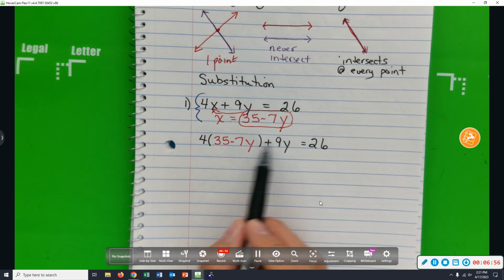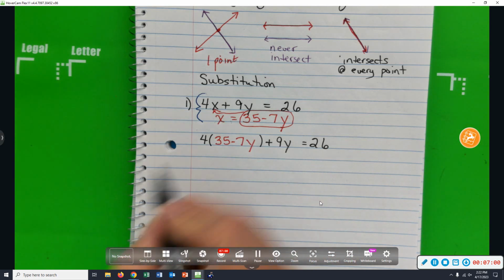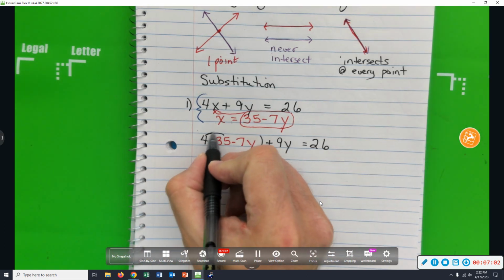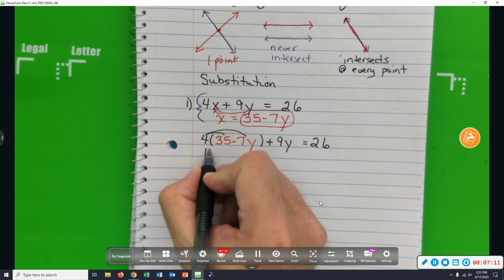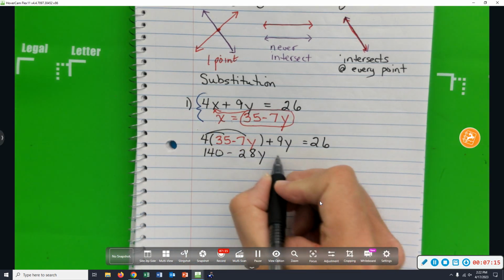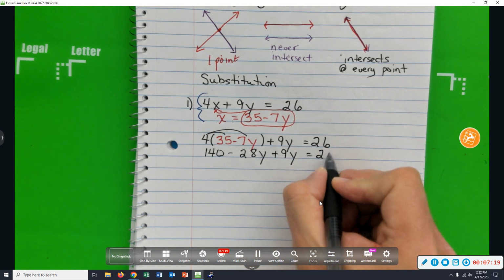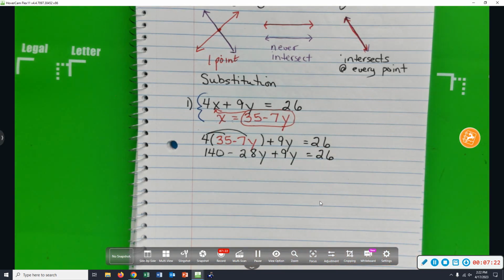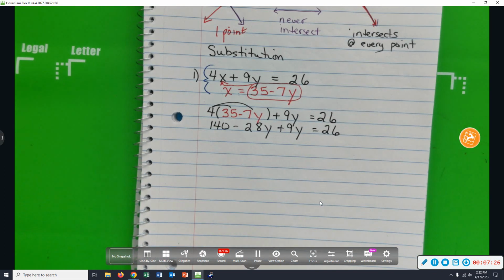Well, there's two y's. How would y'all go about solving this linear equation? Distribute the 4. That's the only correct first step. 4 times 35, that would be 140. Minus 28y. Plus 9y equals 26. Now, what can I do?